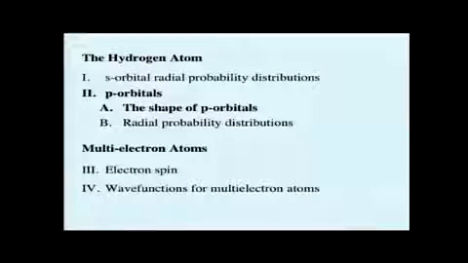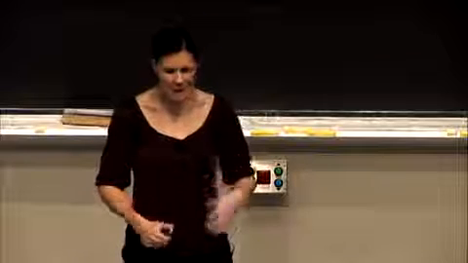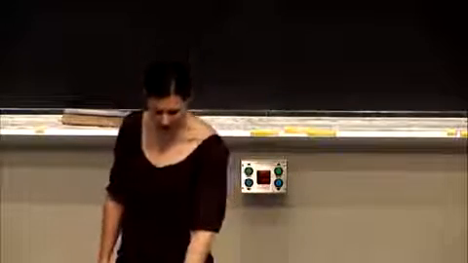And so now we can move on to thinking about p orbitals. We now have two ways to talk about p orbitals. We can talk about the wave function squared, the probability density, or we can talk about the radial probability distribution.